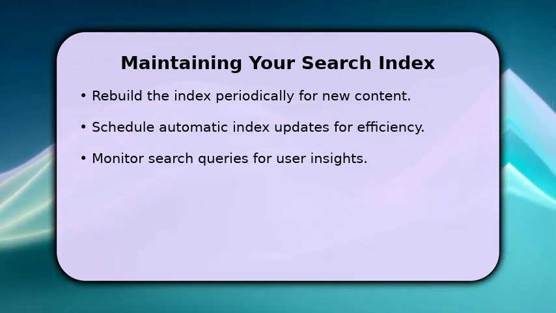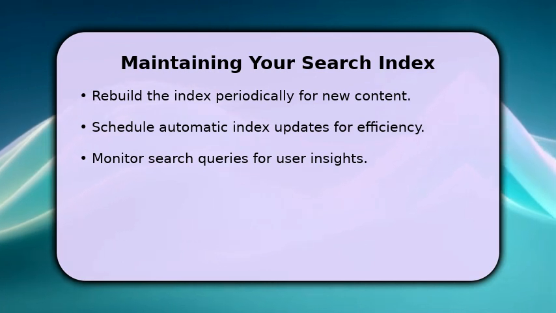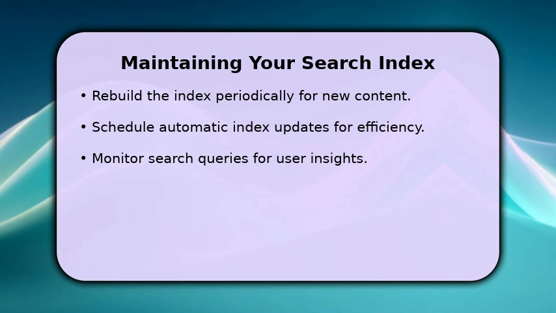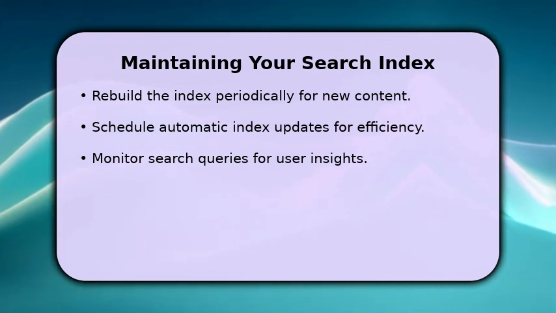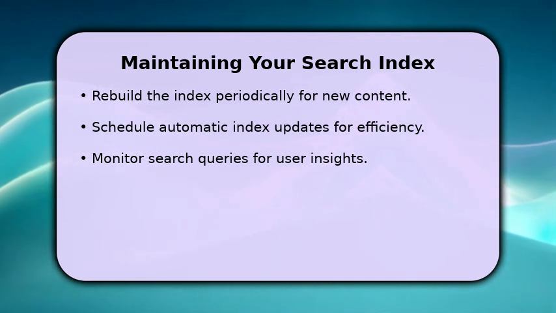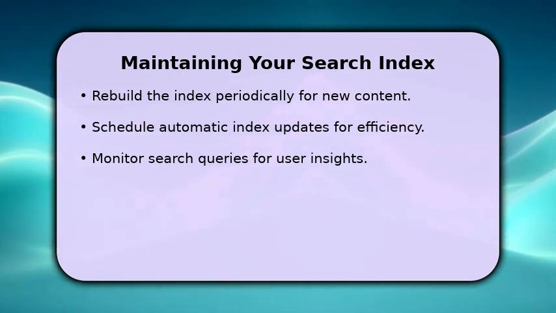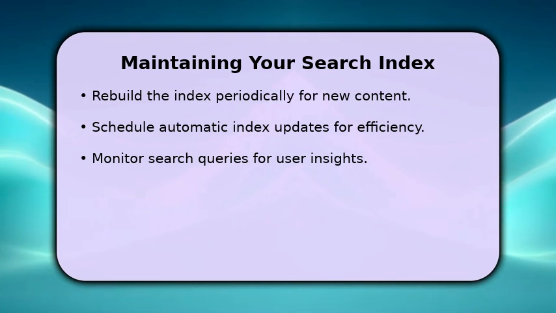For larger sites, scheduling automatic index updates, perhaps once every 24 hours, is highly recommended. Regularly monitoring search queries can provide valuable insights into what your users are seeking. Also, ensure your database is optimized. A well-maintained database contributes significantly to faster and more efficient search results for everyone.